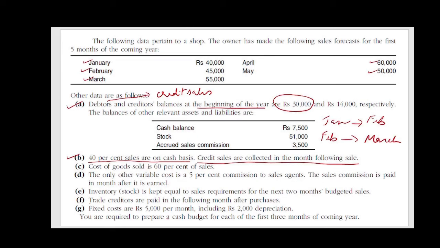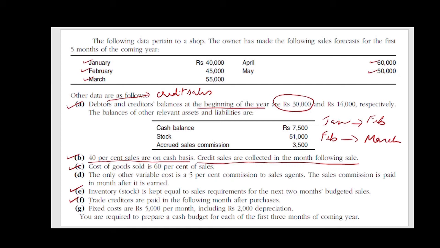Quickly we'll go to the next calculation. Let us first find out how much would be the purchases. Okay. So what are the information that are given pertaining to the purchases? One is we have to consider the C adjustment. Cost of goods sold is 60% of sales. The next one that we have to keep in mind is the E adjustment. Inventory is kept equal to sales requirements for the next 2 months budgeted sales. And F adjustment, trade creditors are paid in the following month after purchases.